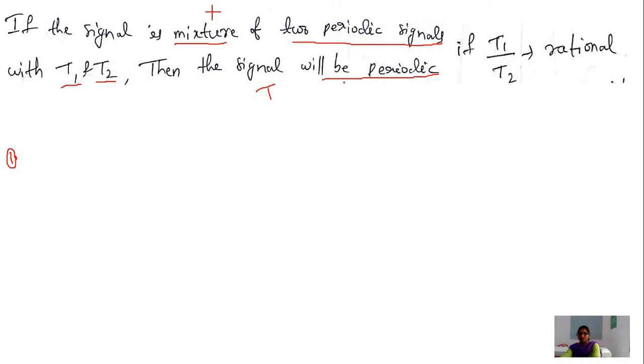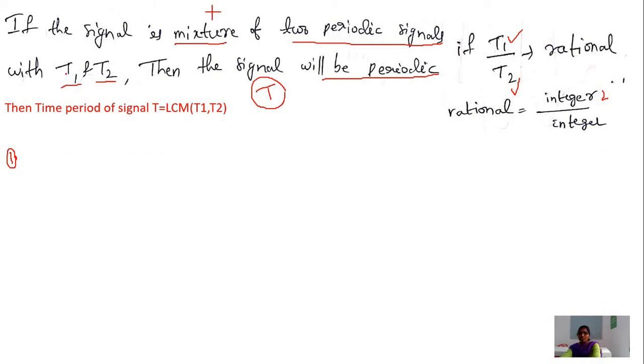That is, the signal is periodic only when T1 by T2, the ratio of the time period of the first signal to the time period of the second signal, is rational. Rational means integer: the time period of the first signal should be some integer, like 1, 2, 3, 4, and the time period of the second signal must also be an integer.